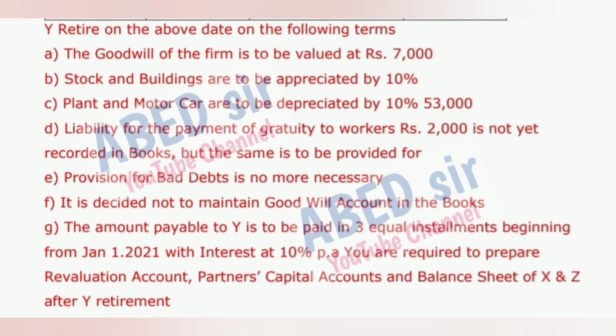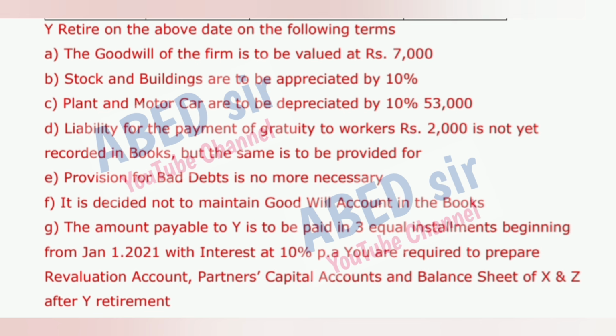D. Liability for the payment of gratuity to workers, 2,000 rupees, is not yet recorded in books, but the same is to be provided for. E. Provision for bad debts is no more necessary. F. It is decided not to maintain goodwill account in the books. G. The amount payable to Y is to be paid in 3 equal installments beginning from 1st January 2021 with interest at 10%.